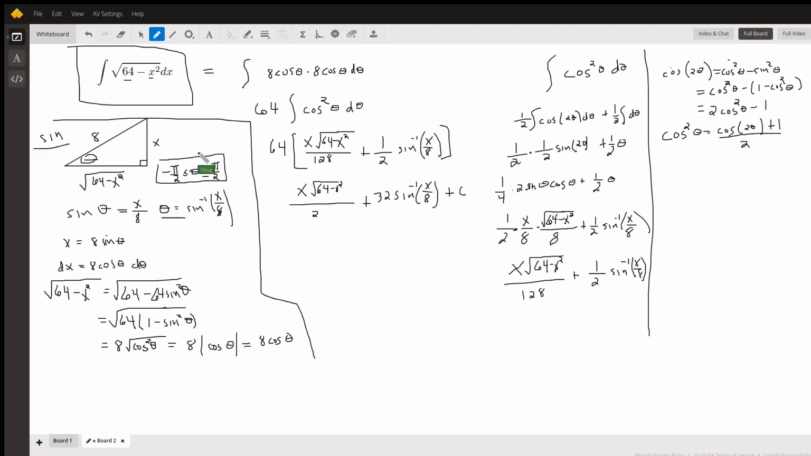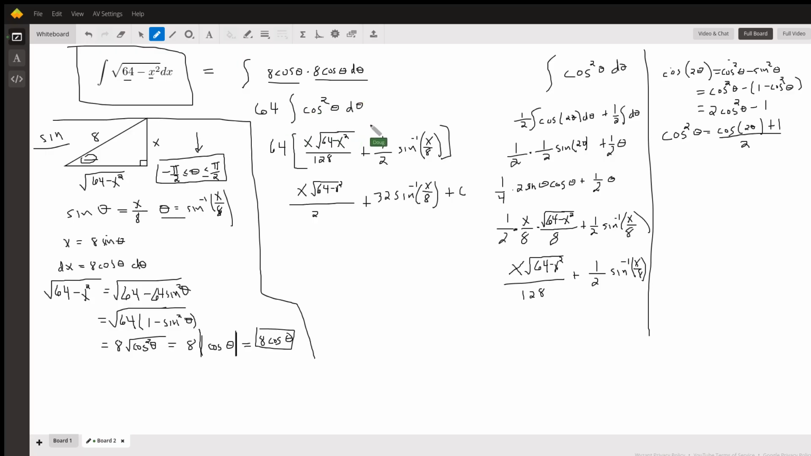We're going to let theta be between -pi over 2 and pi over 2 inclusive. And that means down here, the cosine of theta is positive, so we can drop the absolute value symbol because we're in the first or fourth quadrant. And so here's the trig substitution.